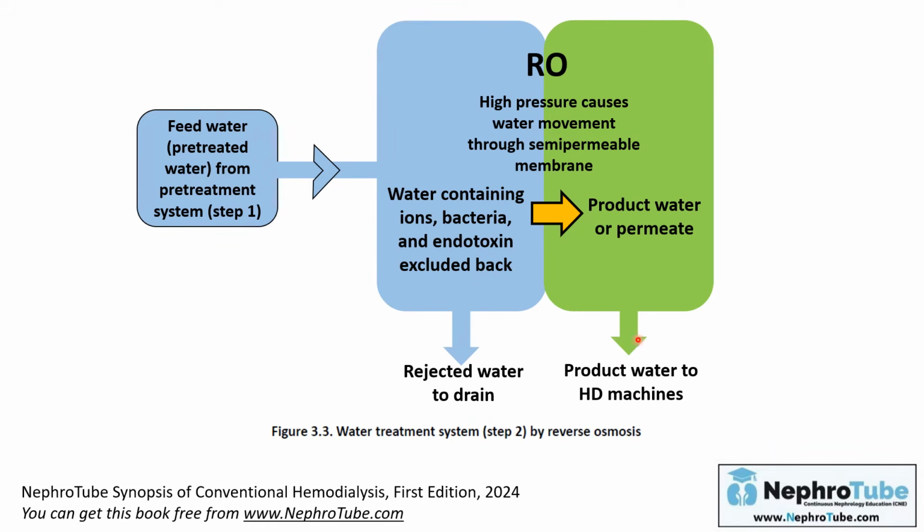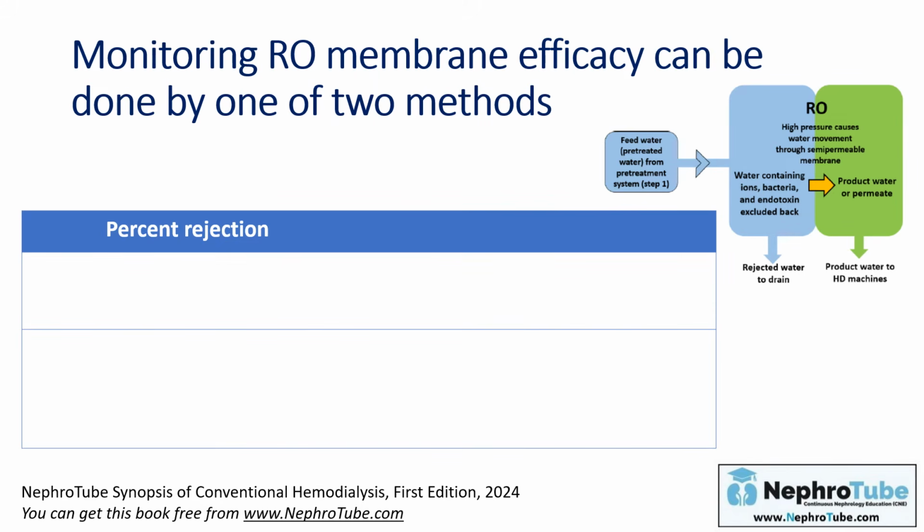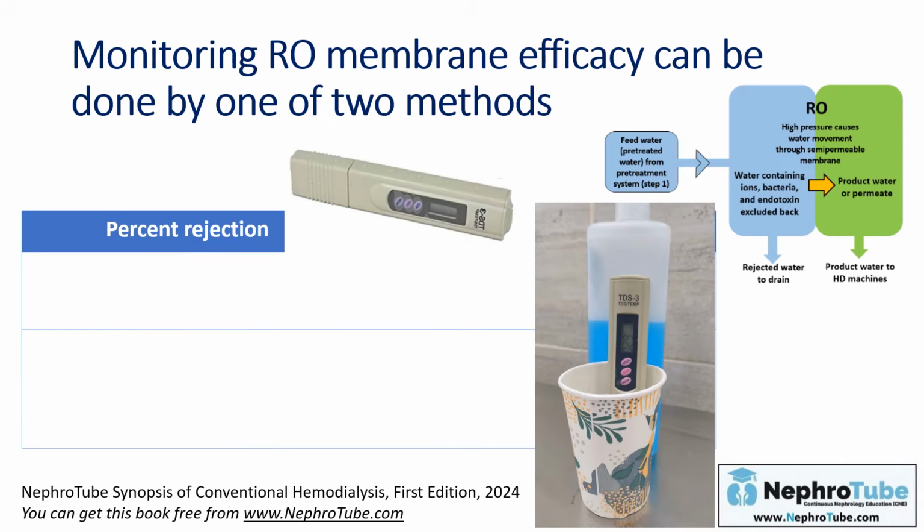How to monitor the efficacy of RO? How to monitor that the RO is working well and the product water is correct? There are two methods for monitoring the efficacy of the RO membrane. The most commonly used, and here in Egypt we only use this method, is the percent rejection. In the percent rejection, we measure what is called TDS, total dissolved solutes in the water. By this apparatus, you can measure the conductivity of the water through measuring total dissolved solutes.